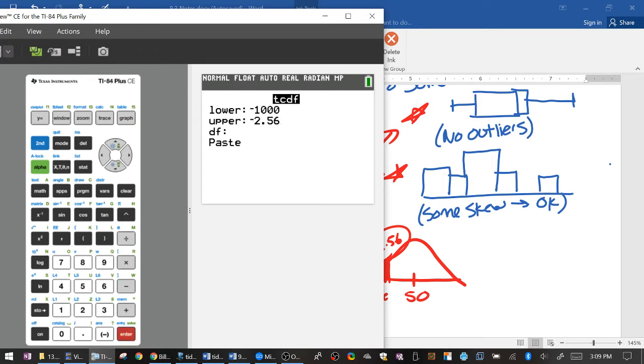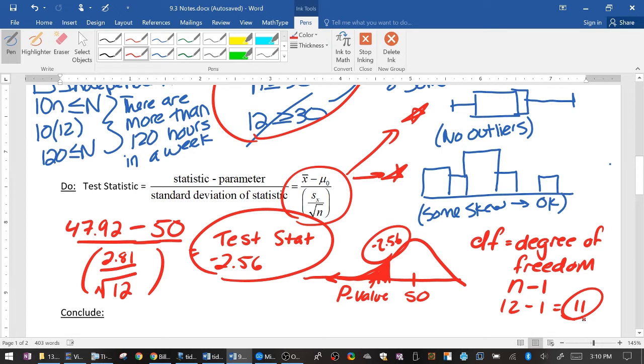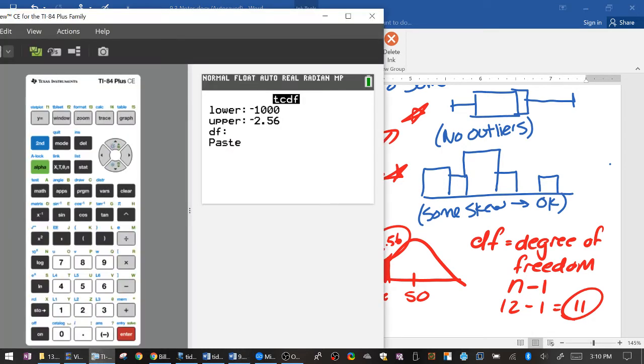And then it's also going to ask us for a degree of freedom. This degree of freedom is a little new to you guys. So df, we'll write this down, df is called a degree of freedom. It's got a very simple formula. It's your sample size minus 1. So our sample size was 12 minus 1, so now I have a sample size of 11. Go to the calculator, type in 11, paste it.